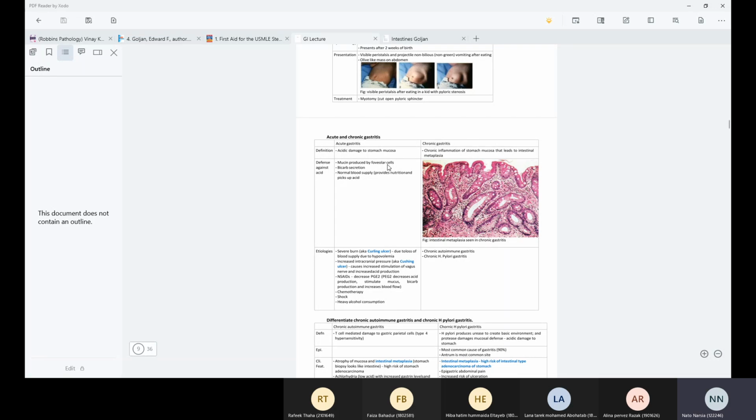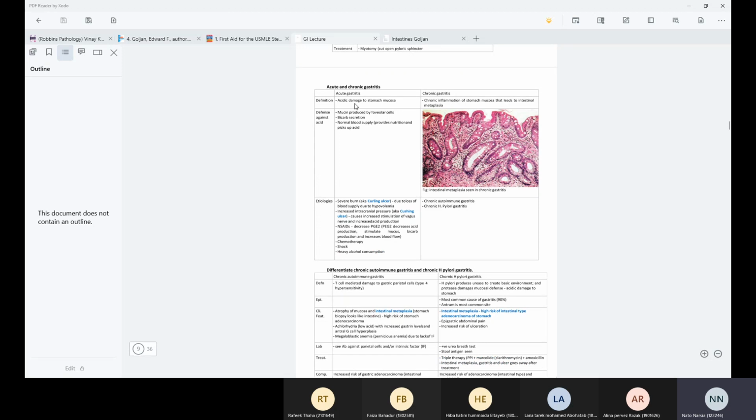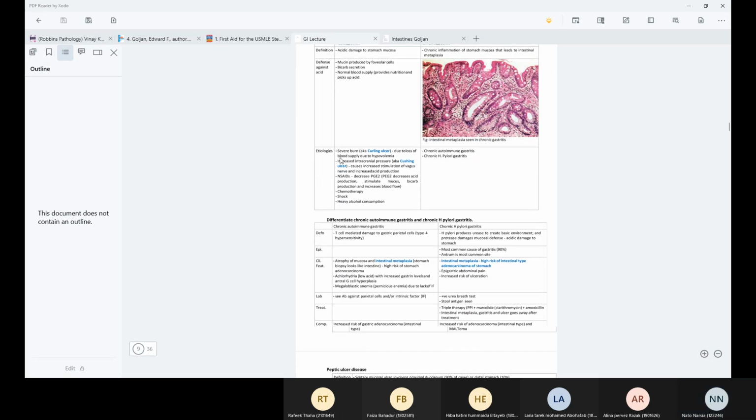So if you have a problem with foveolar cells, a problem with bicarbonate secretion, or hypovolemia, a disturbance of blood supply, you are at risk of developing acute gastritis. Okay, now I will talk about etiologies in acute gastritis. What can cause gastritis?